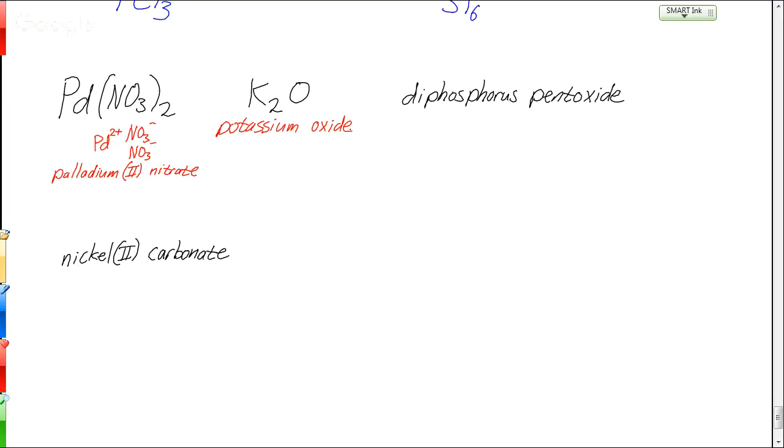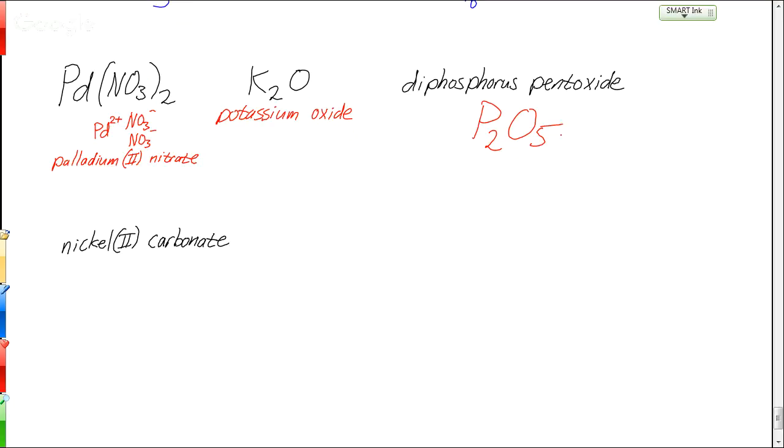All right, so what do you have for a formula for diphosphorus pentoxide? P2O5. Yeah. 2 phosphorus, 5 oxygen. That's easy. And then finally, nickel(II) carbonate. Yeah, that one too. NiCO3. Carbonate is -2. Nickel(II) is +2 because we're told that it's +2. So you got +2 and -2, those balance out.